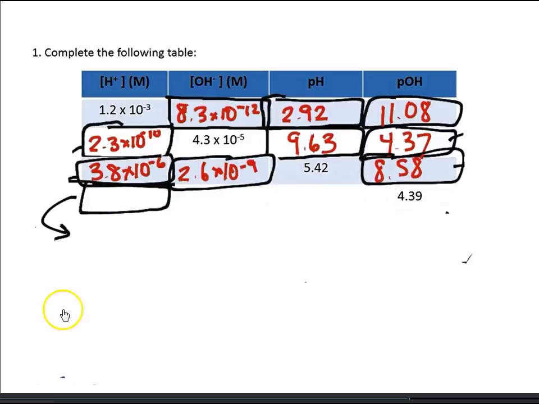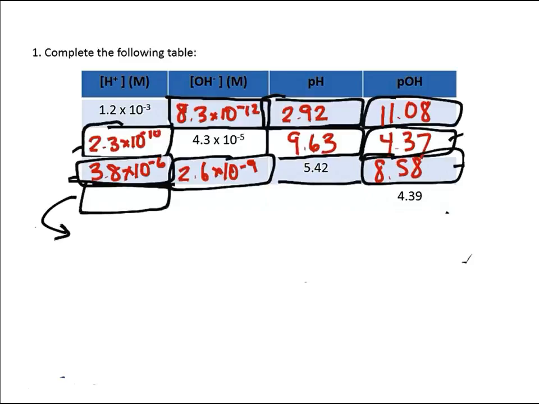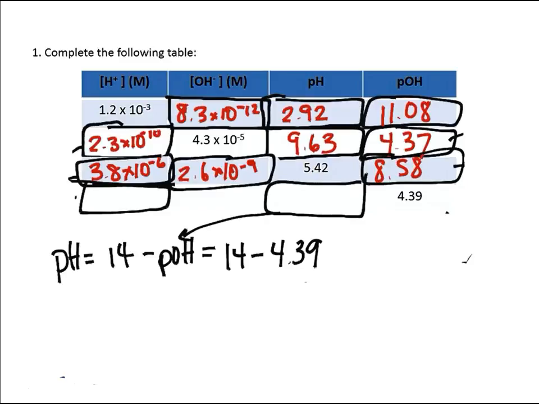Now this box here, hydrogen ion concentration, we can't actually calculate that directly from pOH. This is the only calculation you can't do directly from pOH to hydrogen ion. So we're going to start by calculating pH from pOH. I'm going to do this box instead. So that's going to be 14 minus 4.39. That's going to give me 9.61. I'm going to put that in the box.